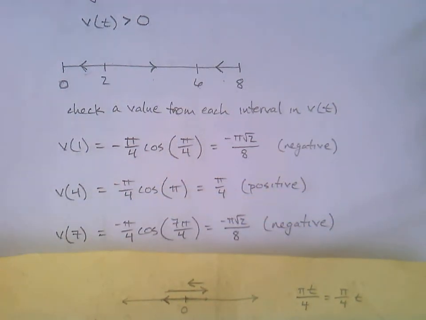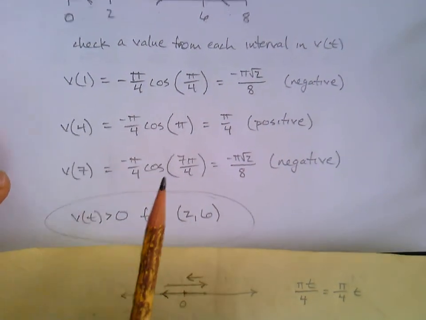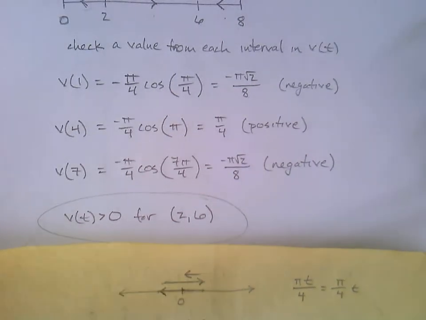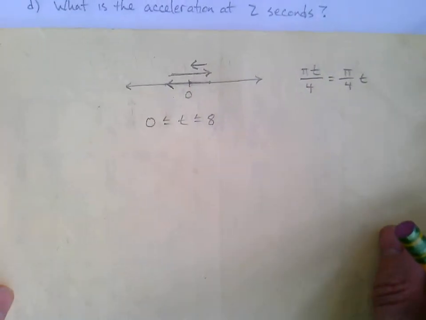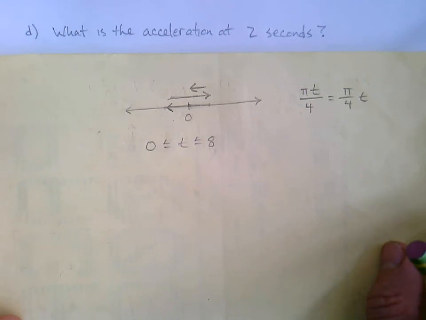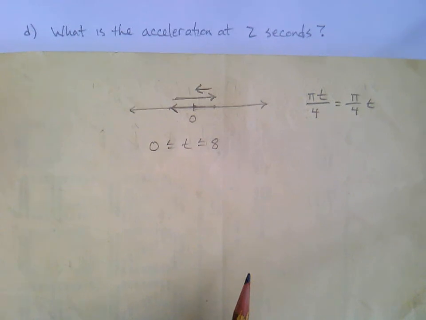Okay, so when is the particle moving in the positive direction? Between 2 and 6. Very nice. I've got one more question from this example. Part D. What is the acceleration of this particle at 2 seconds?